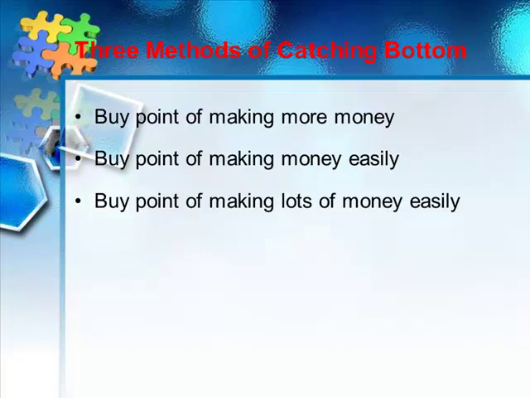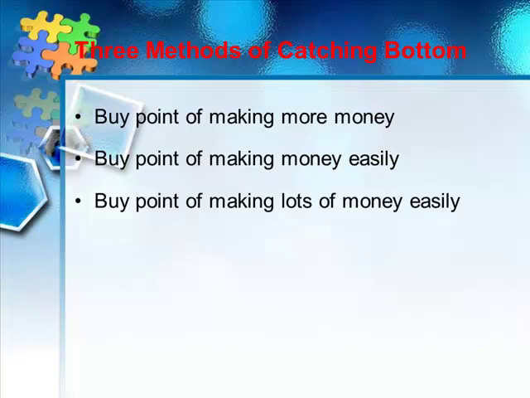Firstly, the buy point of making more money. Every investor wants to make more money. The second one, buy point of making money easily. Then the last one, buy point of making lots of money easily. So we all want to know these three methods, right? So how to catch it?